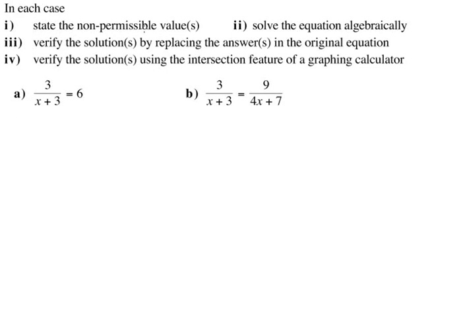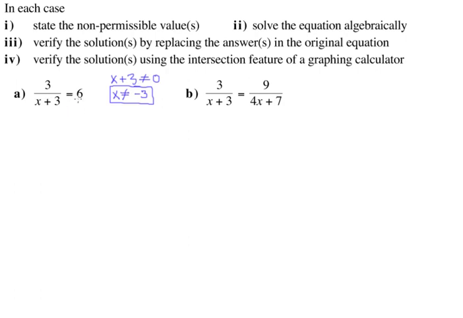Okay, solve the equation algebraically. They want non-permissible values, and we should do those first. So in our denominator here, we have x plus 3. We'd have to say x plus 3 is not allowed to be 0, which means x is not allowed to be negative 3. So that's our non-permissible value. Got that out of the way.